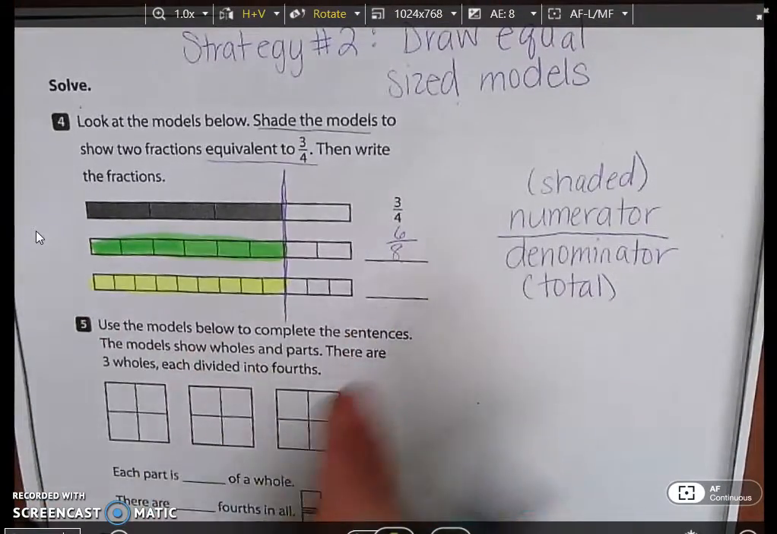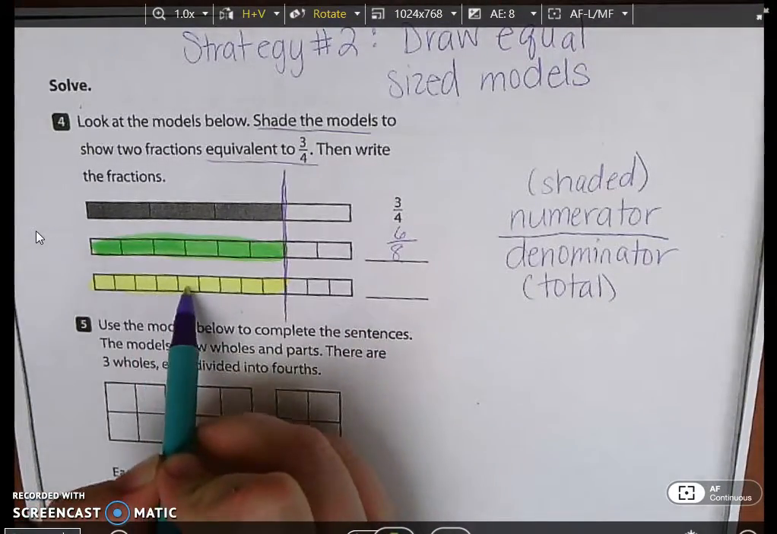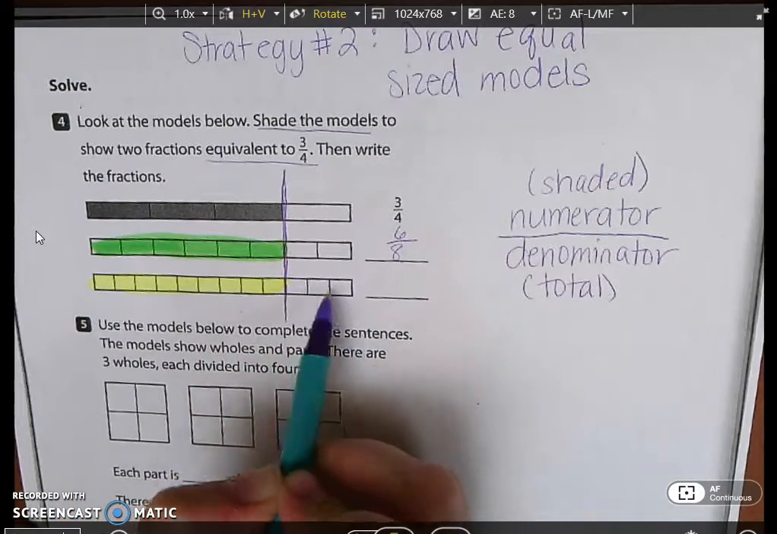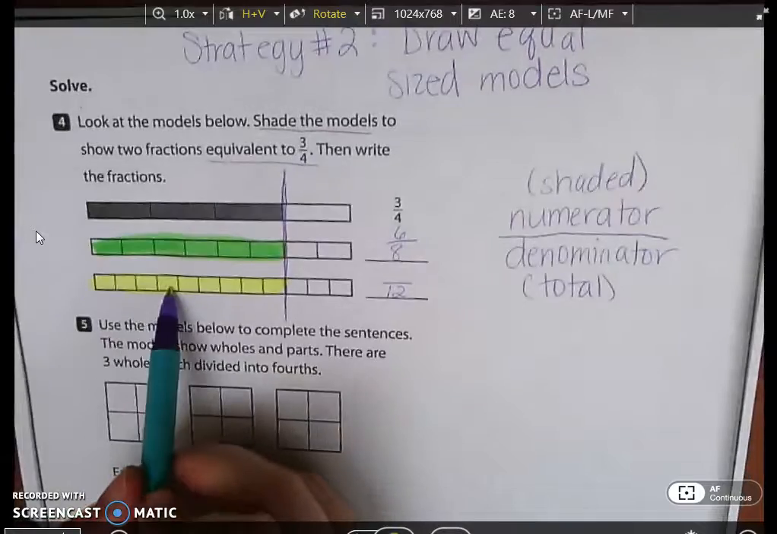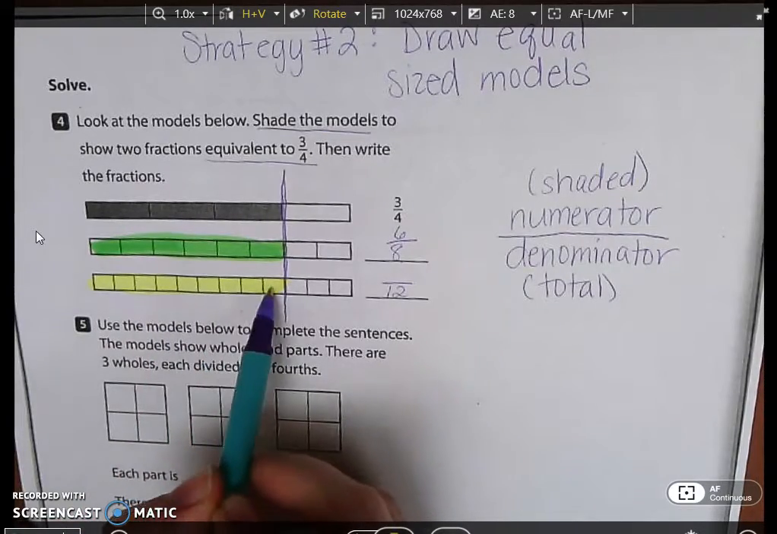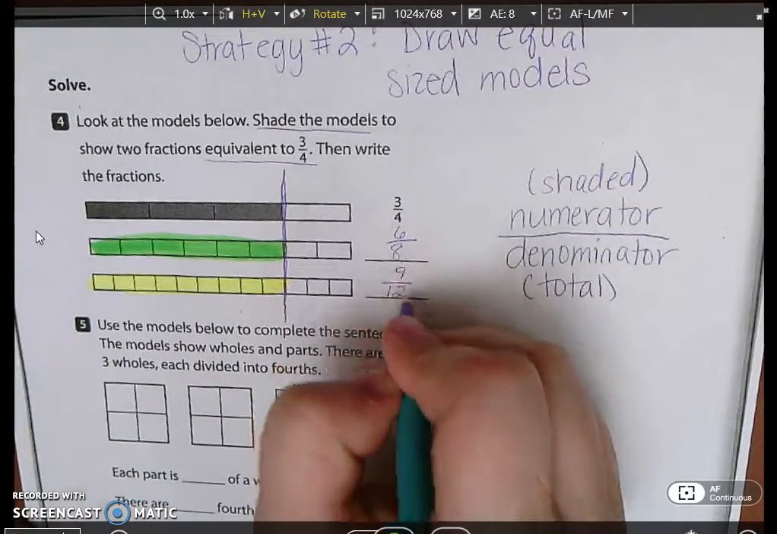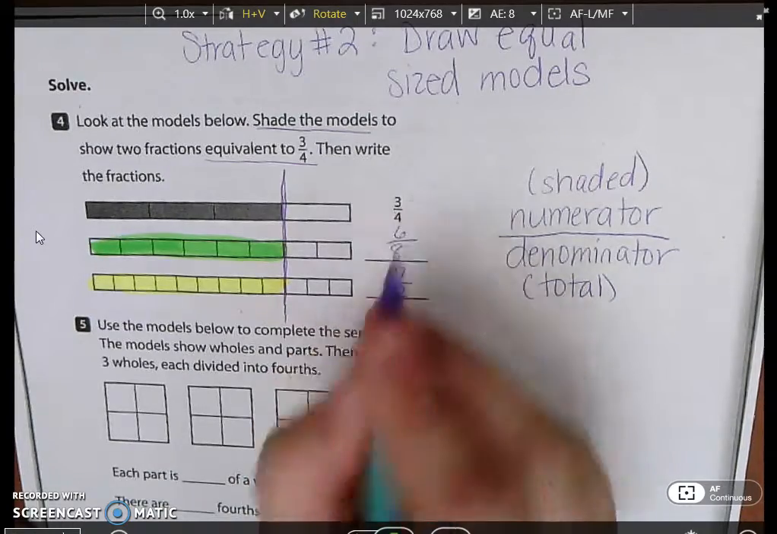If I look down here, my total number is 1, 2, 3, 4, 5, 6, 7, 8, 9, 10, 11, 12. And the number that's shaded is 1, 2, 3, 4, 5, 6, 7, 8, 9. So 9/12 is equal to 6/8, which is also equal to 3/4.